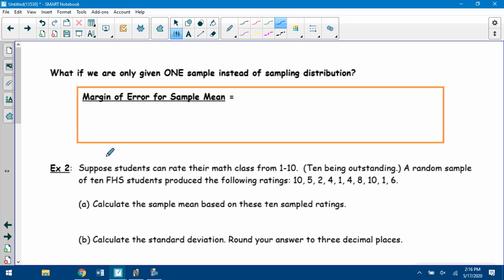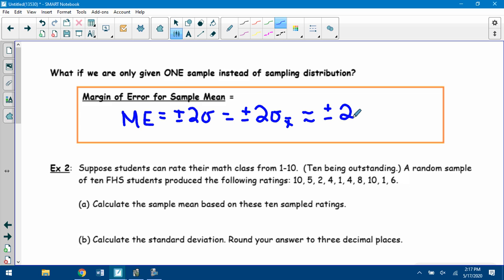What if we're only given one sample instead of the whole sampling distribution? What if you just take one sample and you want to try to come up with a margin of error? Well, again, margin of error is still plus or minus 2 standard deviations. And what I mean by that is plus or minus 2 standard deviations of all the sample means. But using the formula that I showed you yesterday, that's the same as saying plus or minus 2 times the standard deviation of a single sample over the square root of sample size. That's how this was calculated.